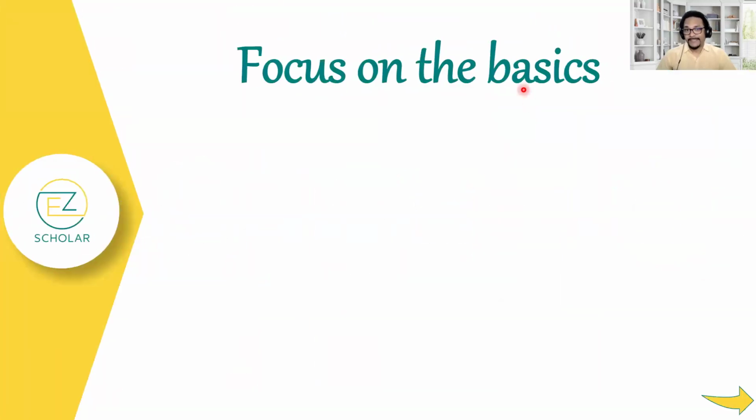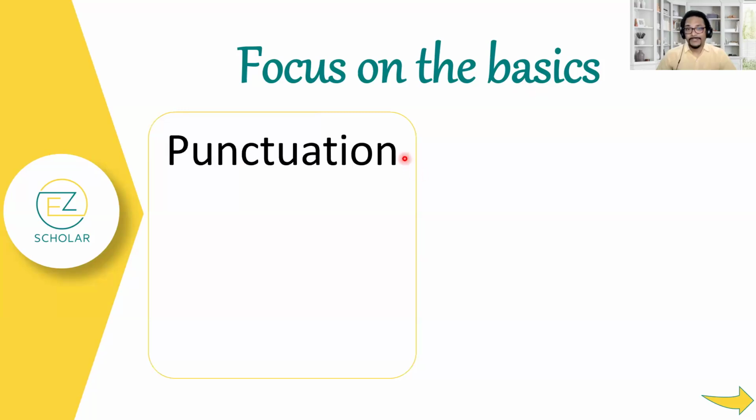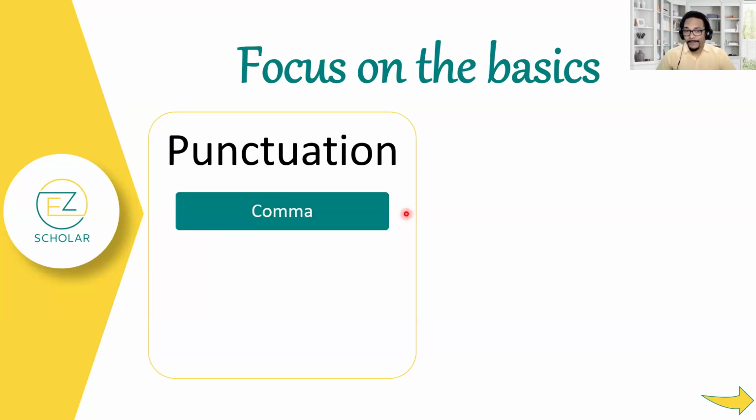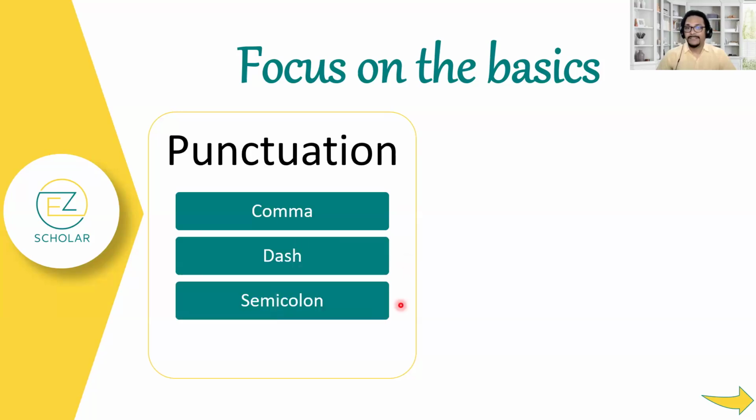Now, let's look at the basics. Like I mentioned, the standard English conventions, it's roughly 26% of your score. If you know your punctuation and grammar rules really well, these 26% marks are there for the taking. So what do you need to know? In punctuation, you need to know how and where to use the comma, the dashes, the semicolons, and the colons.